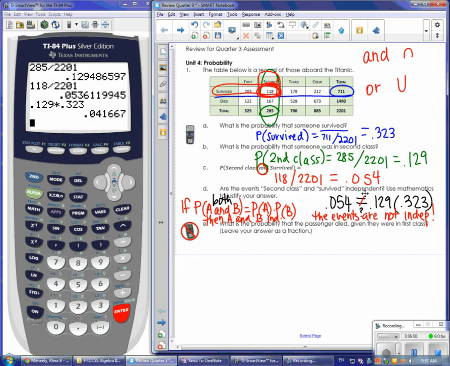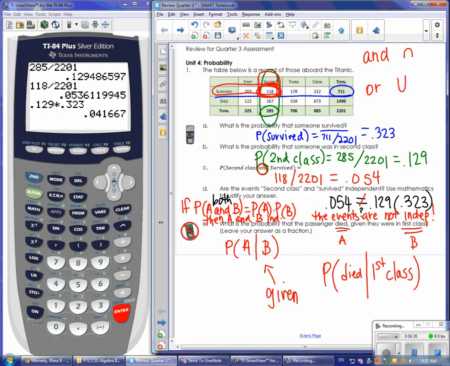So remember, our conditional probability involves that given. So if I have the probability of A given B, B is the given piece. A is what I'm looking to try to find the probability of. So it's saying, what is the probability that the passenger died? That's going to be my event A, given that they were in first class. That first class is going to be my event B. So if I want to write this out, I'm going to write the probability that they died, given that they were in first class.